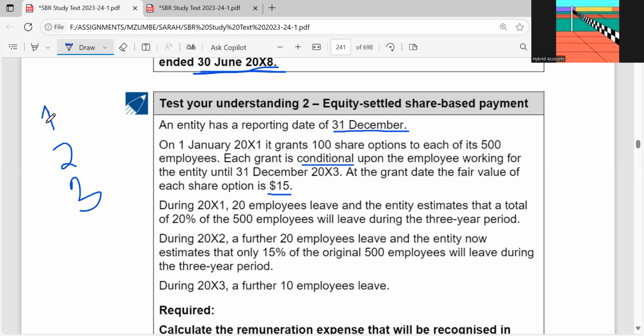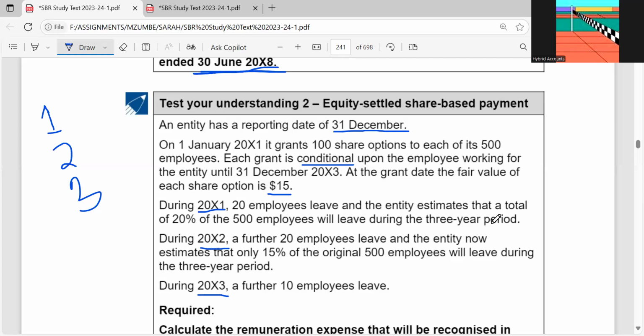To year three, taking the best estimate possible, right? And that's why you are given information on the first year, the second year, as well as the third year, which will be certain. You will no longer be guessing, right? Okay, so during 2021, 20 employees leave. And the entity estimates that a total of 20% of 500 employees will leave during the 3 year period.